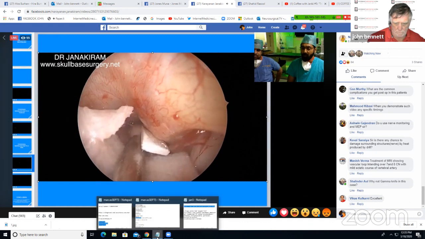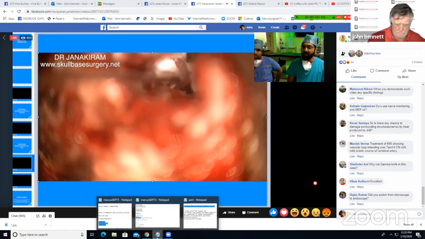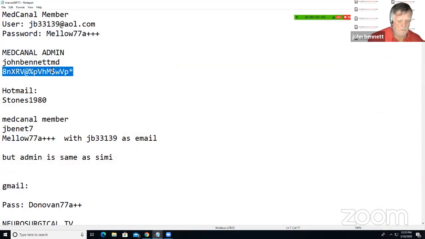I'm now trying to place the Teflon pit between the vein and the nerve. This is something very tricky, and the vein can give way very easily. Be very careful. Now you can see that we have placed the Teflon between the vein.